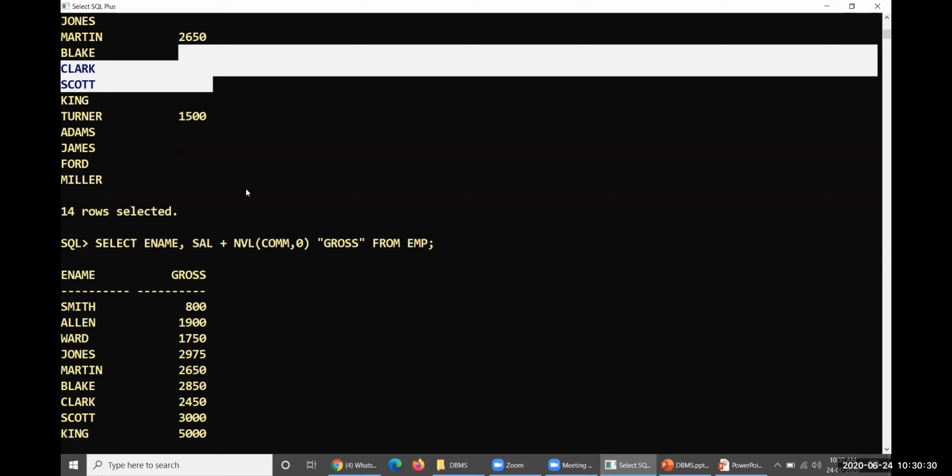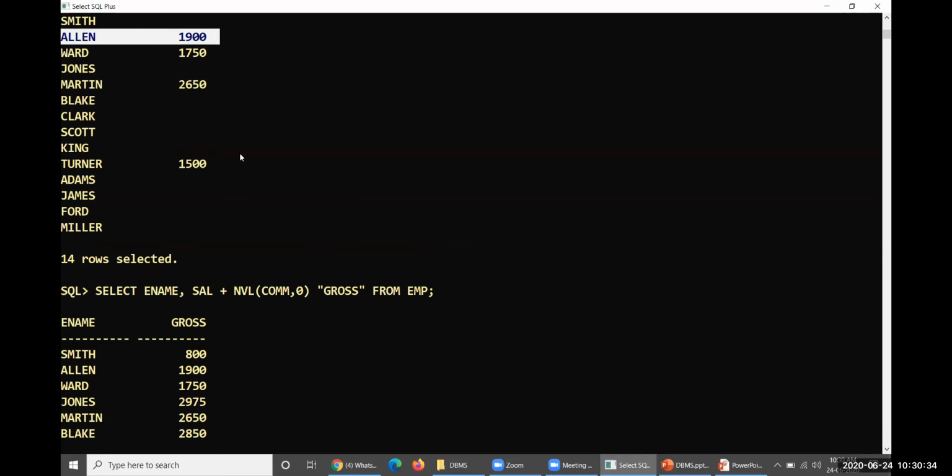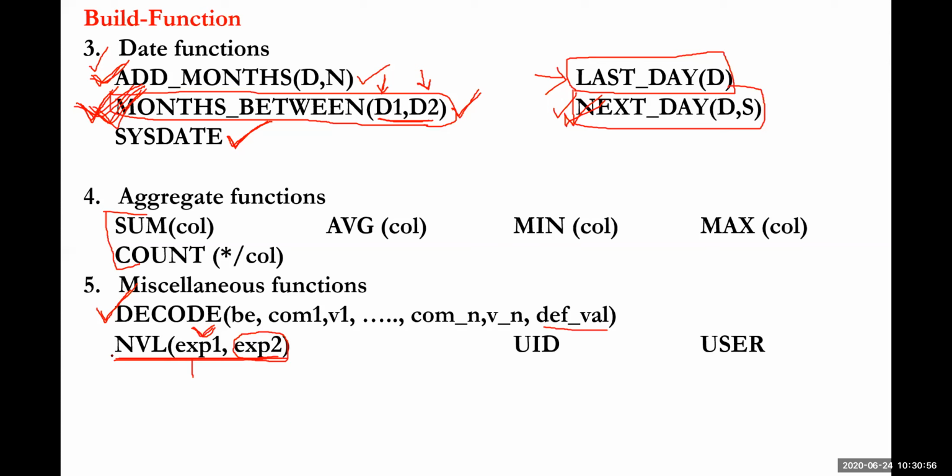Try to understand Alan: what is Alan's salary here? 1900. And here? Again 1900. There is no difference at all. If commission has a value, 0 cannot be placed. If commission does not have a value and is null, instead of null it is replaced with 0. So that is the importance of NVL here. NVL can be operated in such a way.